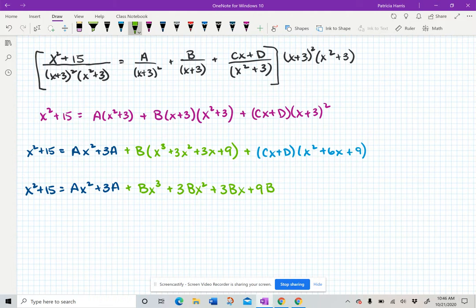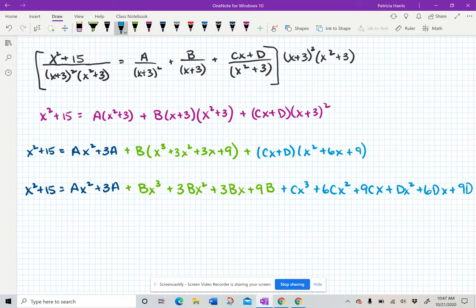Okay, now this one's going to take a while. So let's see here. Cx cubed, 6cx squared, 9cx. Now let's multiply through by D. Dx squared, 6dx, 9d. Whew. Okay. All right.